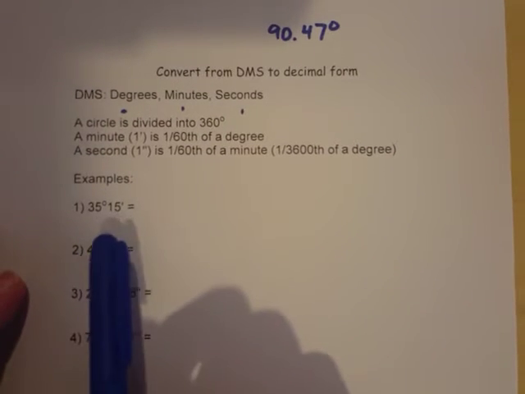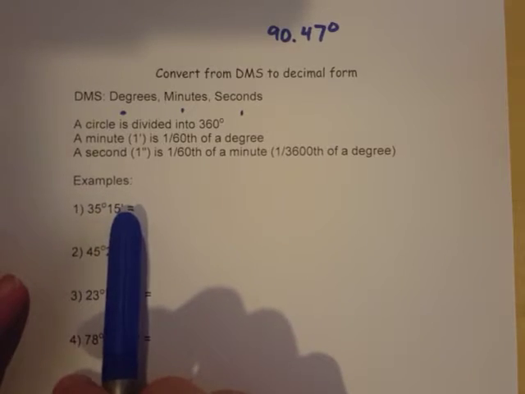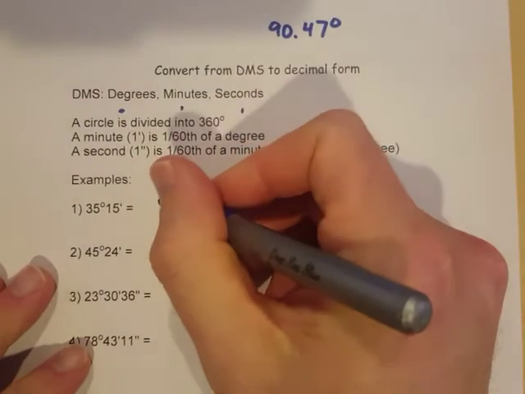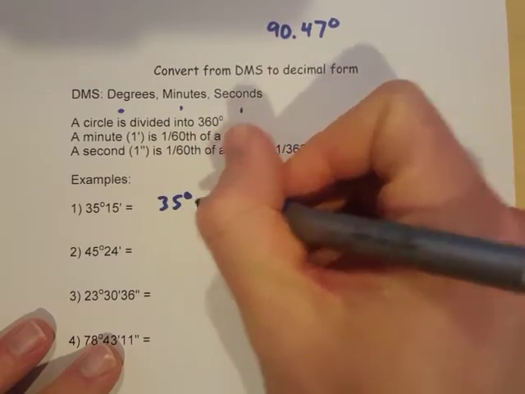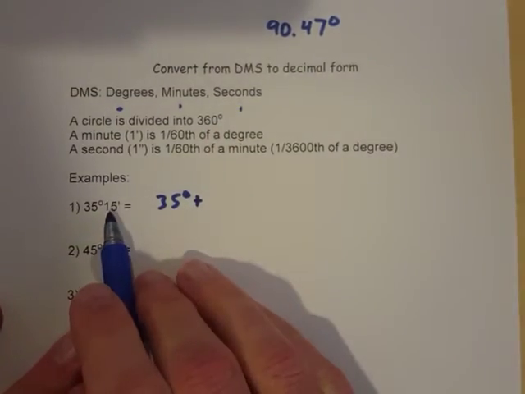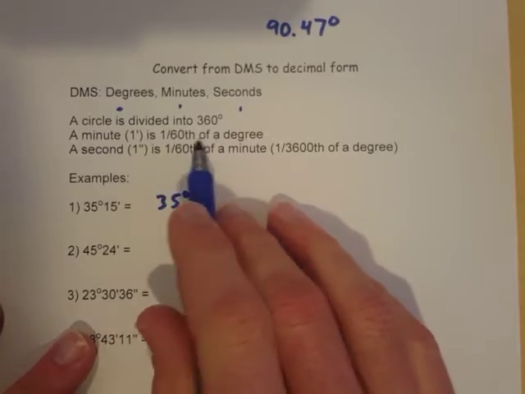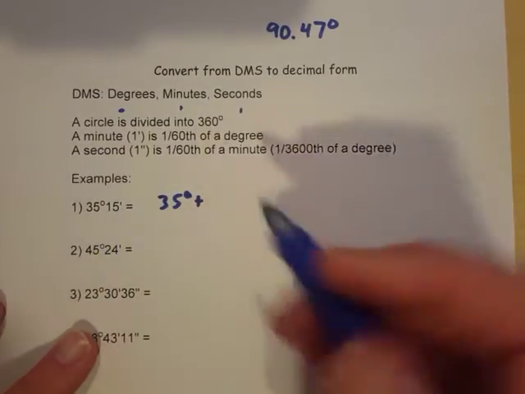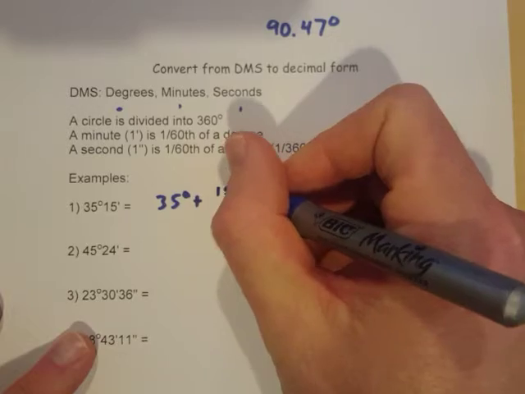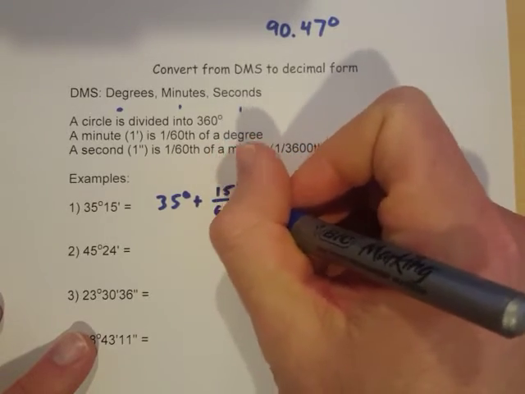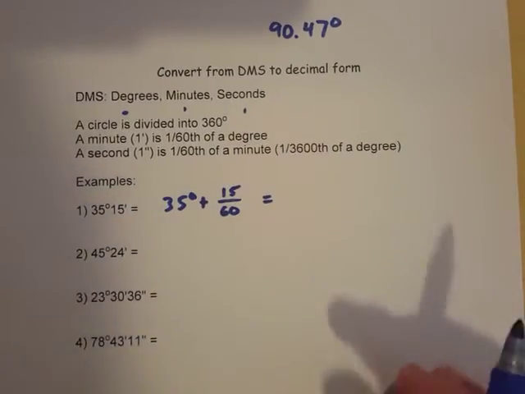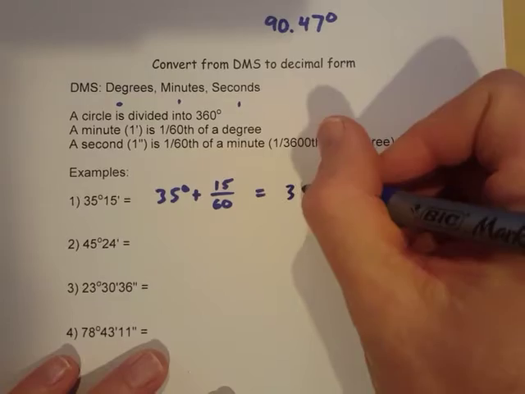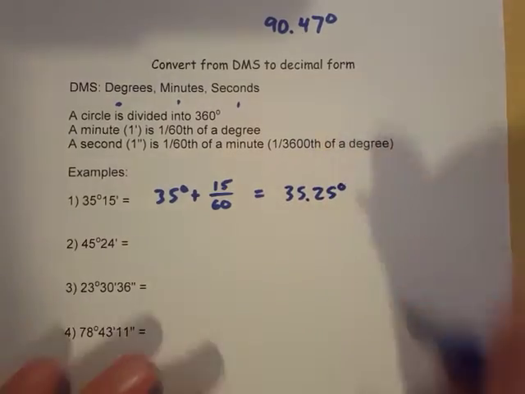There are 4 little examples here. First of all, number 1, 35 degrees, 15 minutes. The degrees part can just stay as it is. That's 35 degrees. But then we take those minutes and add them to it. Now it's 15 minutes out of 60 total, so this is a fraction. We represent it as 15 over 60. And then all that's left to do is punch that into the calculator. 15 over 60 is 0.25. So this turns out to be 35.25 degrees.